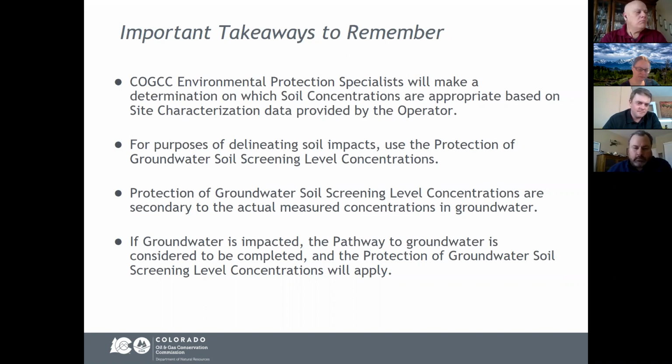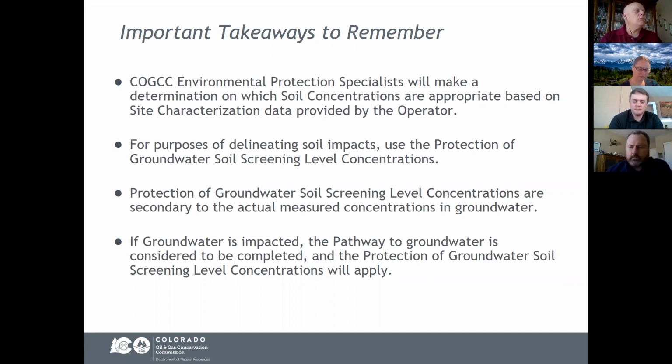And last, and this is kind of obvious and goes without saying, but we've already had some debates on specific sites about this: if groundwater is impacted, the pathway to groundwater is considered to be completed, and the protection of groundwater soil screening level concentrations will apply to that site.